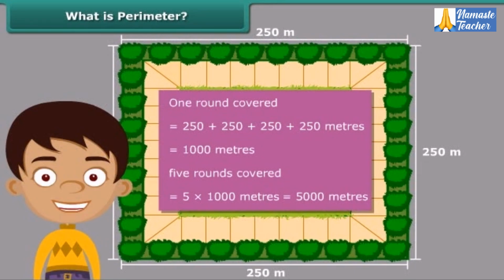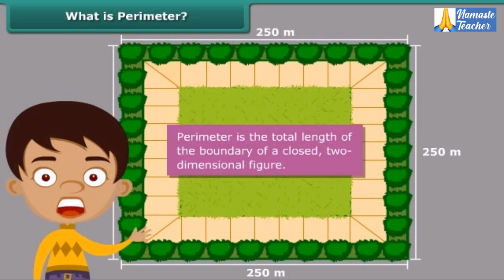In this calculation, we used the concept of perimeter when we worked out the distance you covered in one round. Perimeter is the total length of the boundary of a closed two-dimensional figure.